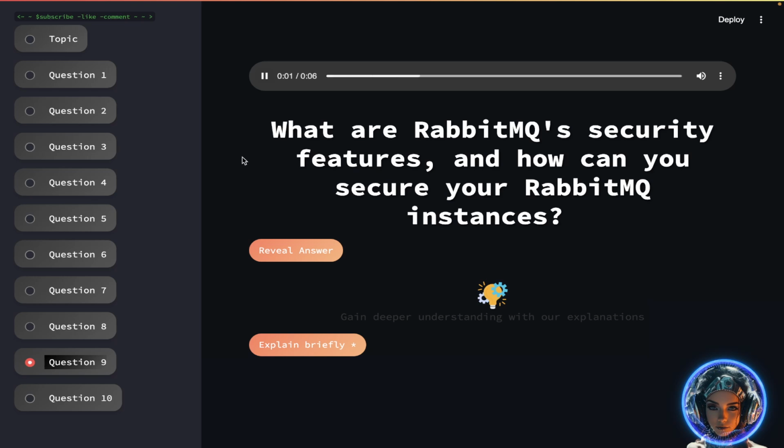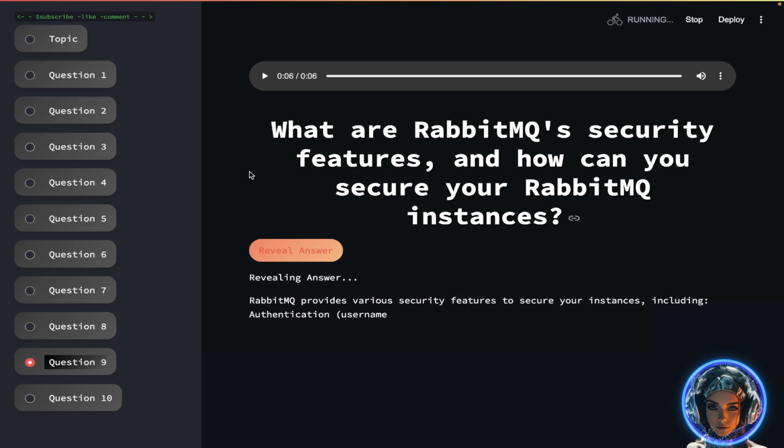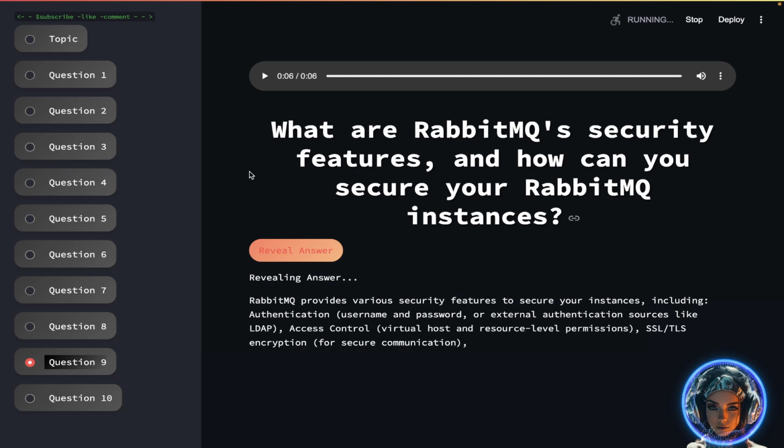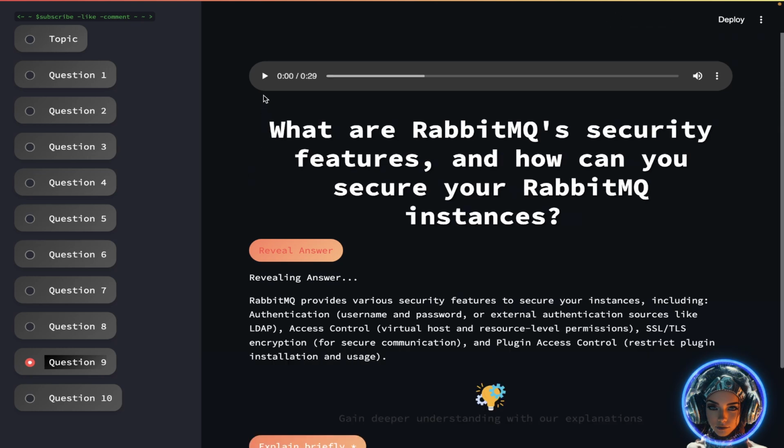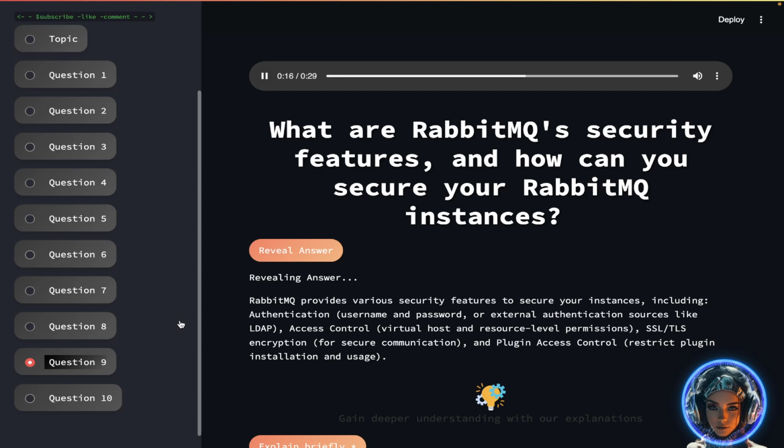What are RabbitMQ security features, and how can you secure your RabbitMQ instances? RabbitMQ provides various security features to secure your instances, including authentication, username and password, or external authentication sources like LDAP, access control, virtual host and resource level permissions, SSL/TLS encryption for secure communication, and plugin access control, to restrict plugin installation and usage.